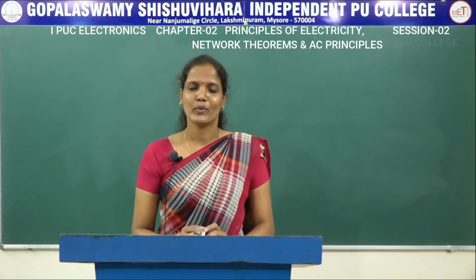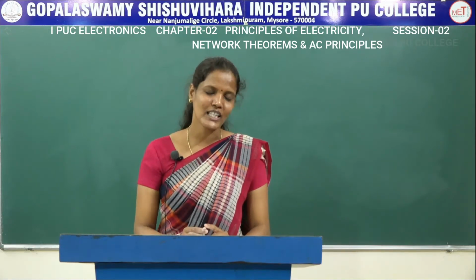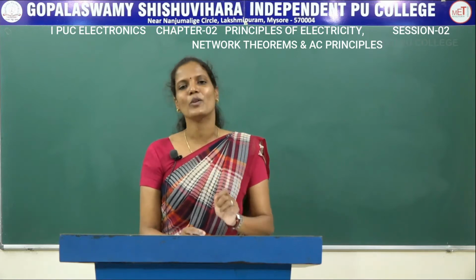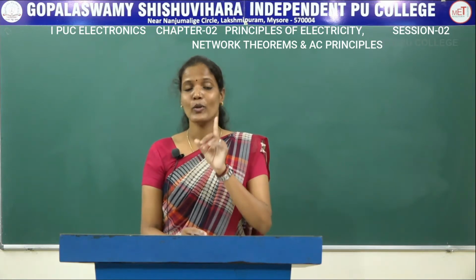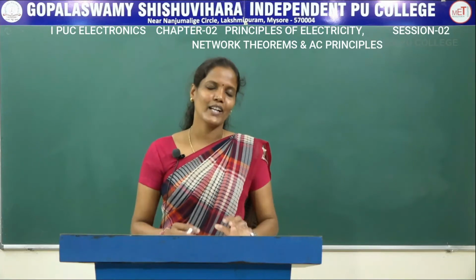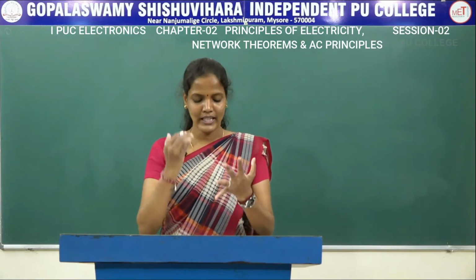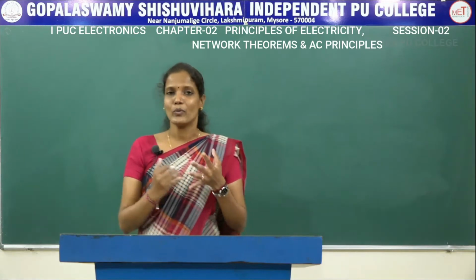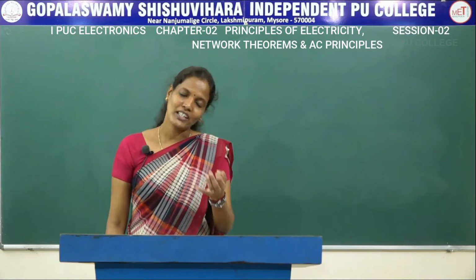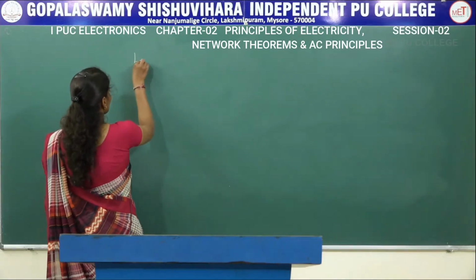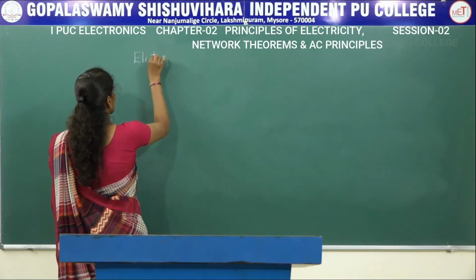In the last session we saw what exactly is the meaning of a charge, some of the properties of the charge, and how many electrons are required in order to get a charge of 1 coulomb. In this session we are going to see what is the meaning of current and the direction of current. Along with that we are also going to see what is the meaning of the potential difference. So let's get started. The very first definition is the electric current.